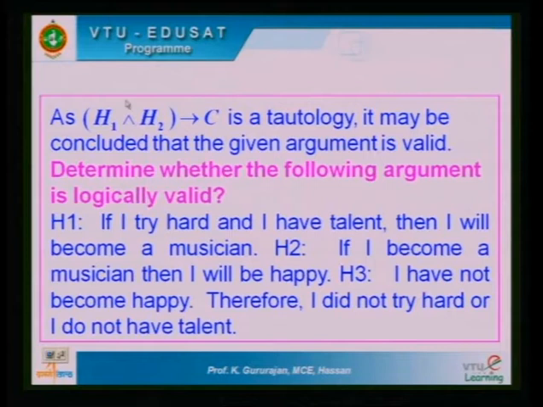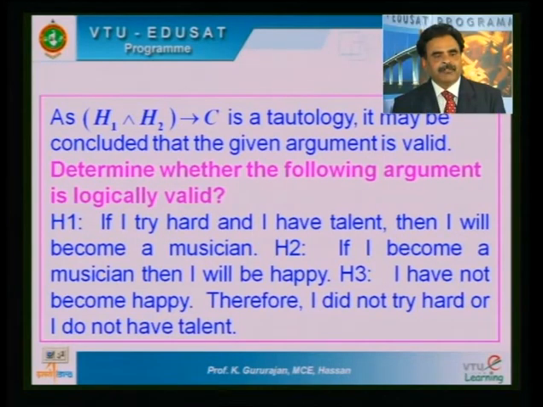Now, to find out whether this is a logically valid argument or not, we shall try to write this problem symbolically using logical connectives. How many propositions are required here? Four, I claim. Why? One parameter: I try hard. The second parameter: I have talent. The third statement is about becoming a musician. And the fourth one: I become happy. So four variables are involved in this problem.